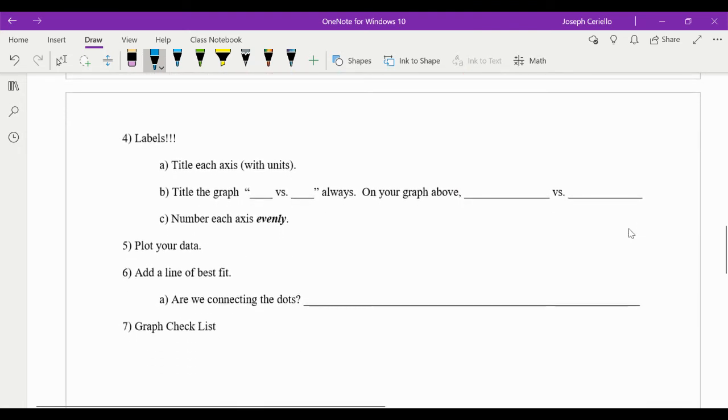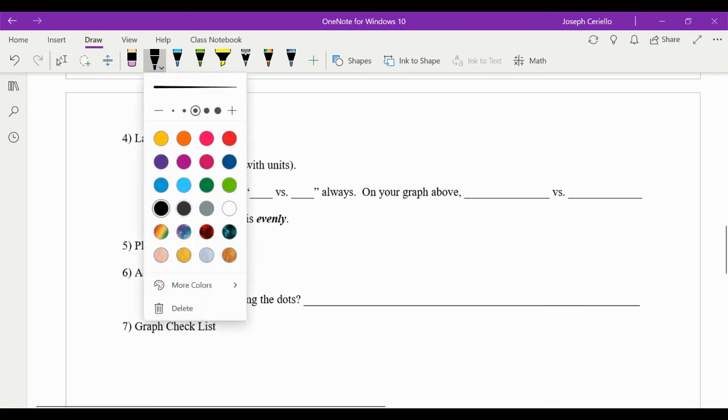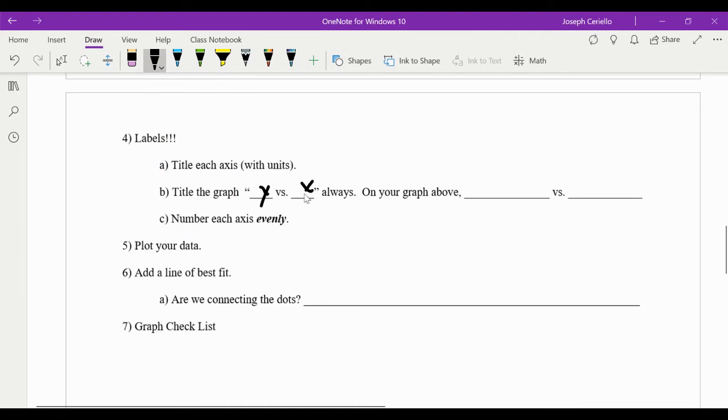So just to rehash a few things, labels, okay, I already said this, but you should title each axis with units. Title your graph. It's always going to be whatever is on the y-axis versus whatever is on the x-axis. Okay, so it's always y versus x. In this case, that would be displacement versus time.